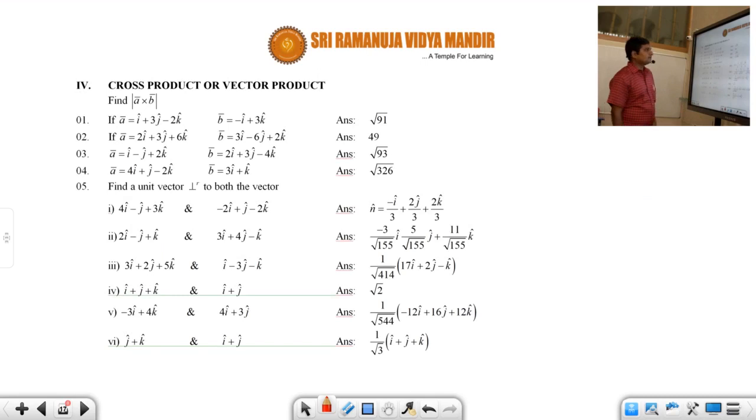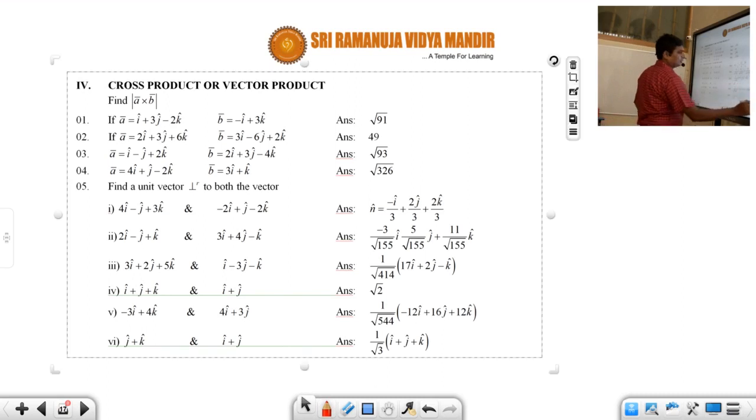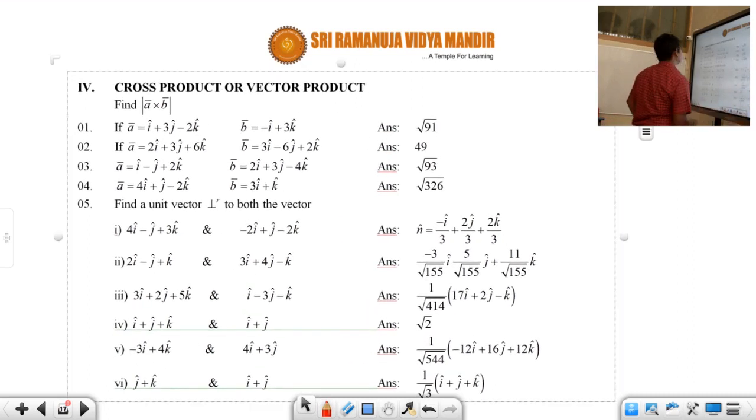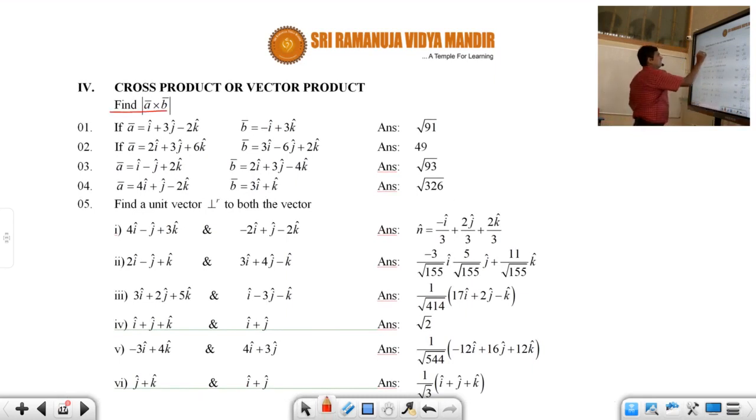So now, after understanding how to calculate the cross product, students, I am giving some homework here. So here you can see the cross product or vector product. First one is find the mod of A cross B. That means you are just asked to calculate only the magnitude. Just now we have done this one. So I think I'll solve the first problem. Remaining problems you can easily solve, students. So let us take the first problem.